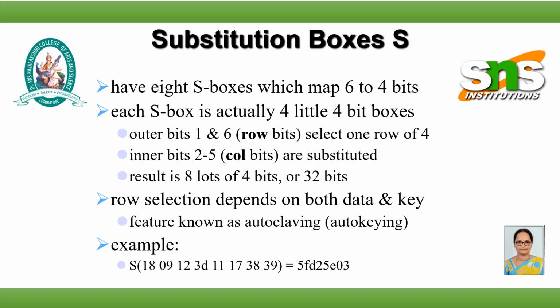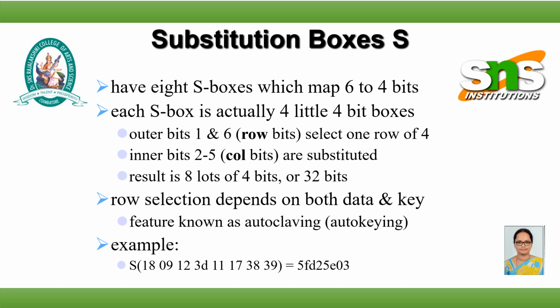Next, substitution boxes, represented as S. Here we have 8 S-boxes which map 6 to 4 bits. Each substitution is actually 4 little 4-bit boxes. Outer bits 1 and 6 select one row of 4. Inner bits 2 and 5 are substituted. The result is 8 lots of 4 bits, or 32 bits.